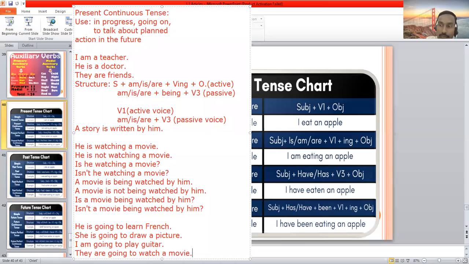Okay, you are going to be angry. Okay, yes, that is also. He is going to teach English grammar. Yes.